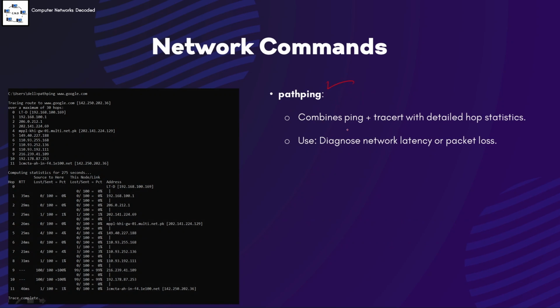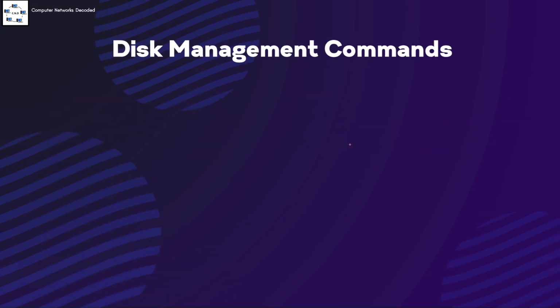Pathping is another useful command, and it combines the previous ping plus tracert commands, and it gives us detailed hop by hop statistics. So it is used to diagnose network latency or packet loss. As we can see here, we have used the pathping command, and it shows the hops like in tracert, but it also gives other detailed information such as latency for each hop and other useful information that can be used when diagnosing network latency or packet losses.